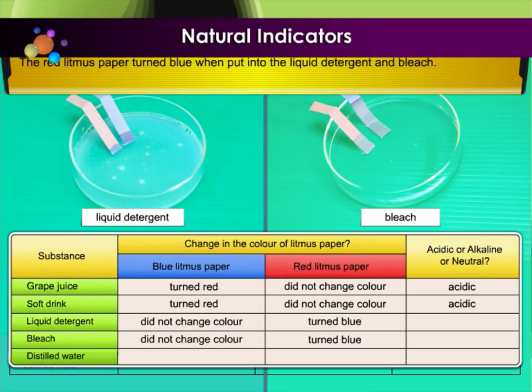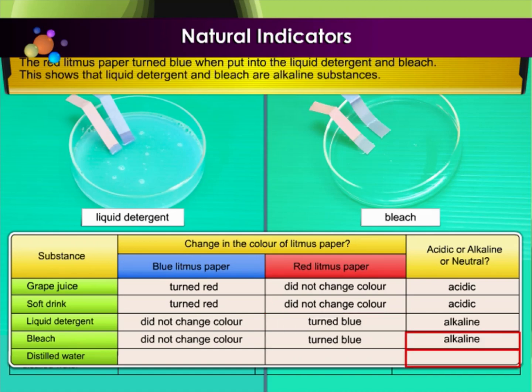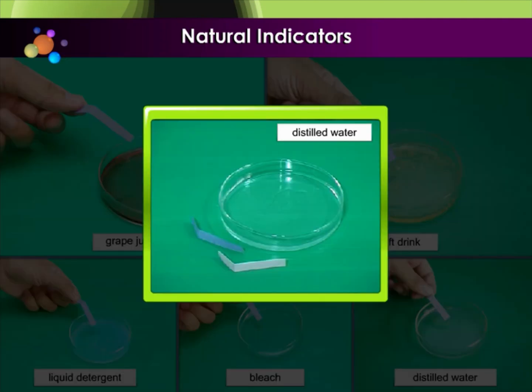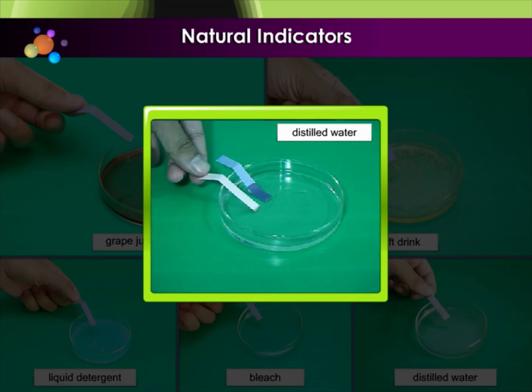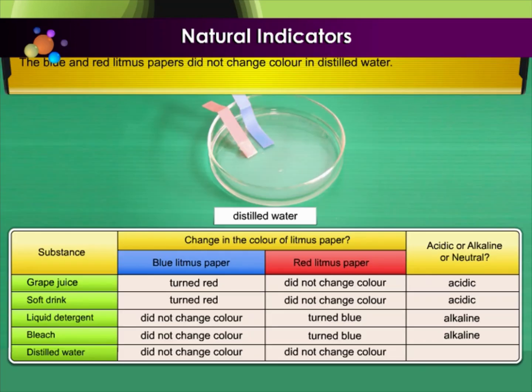The red litmus paper turned blue when put into the liquid detergent and bleach. This shows that the liquid detergent and bleach are alkaline substances. The blue and red litmus papers did not change color in distilled water. This shows that distilled water is a neutral substance.